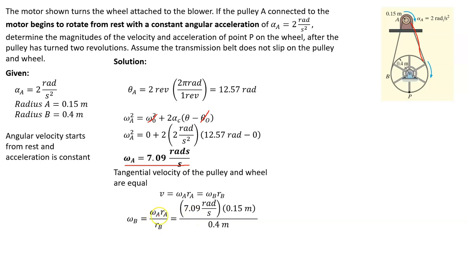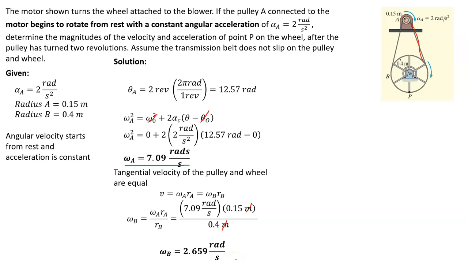You know, omega A times r sub A divided by r sub B, and what you end up with cancels our meters. So what you're left with, unit-wise, is radians per second, right? So we multiply by 0.15 divided by 0.4, and we are left with an angular velocity on this wheel of 2.659 radians per second.